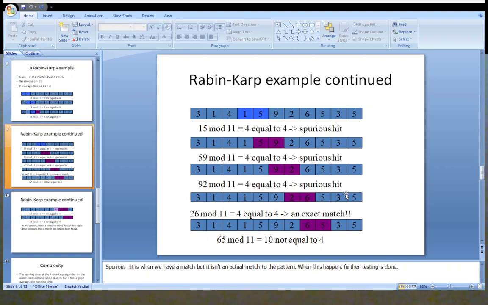The next number is 26. 26 mod 11 is equal to the hash of the pattern, so both are equal and there is a one-to-one match, so it is an exact match. So this is the position of the match, at position number 6. We start indexing the elements from 0, so we shall declare that at position number 6 we have found the match.